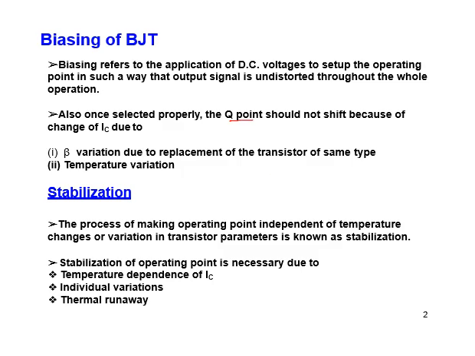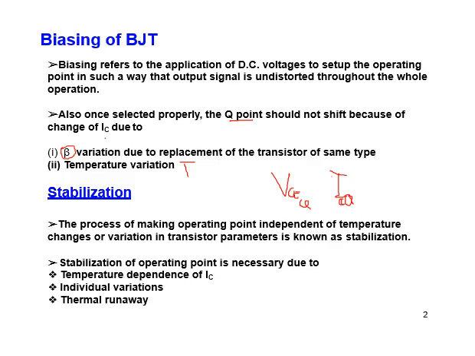It consists of two values: one is VCEQ and the other is ICQ. VCEQ is the collector to emitter voltage at the Q point, and ICQ is the collector current at the quiescent point. Now this collector current may vary due to variations in either beta or the temperature. Beta is the current gain of the transistor. It is the ratio of collector current to base current for the common emitter configuration. Here we are considering the common emitter configuration.